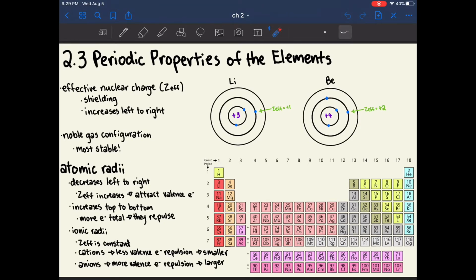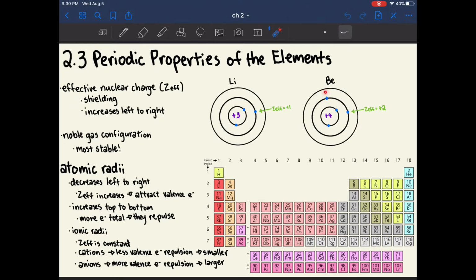And in addition, when you have more electrons, the electrons will repulse each other. And so when the electrons repulse each other, the only way they can go is out. On the other hand, ionic radii, which is the radius of an atom if it became an ion, is slightly more complicated because the effective nuclear charge is the same.